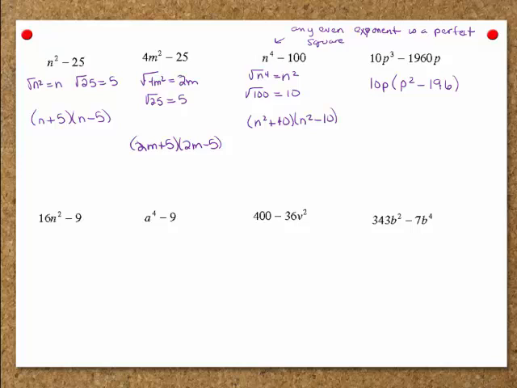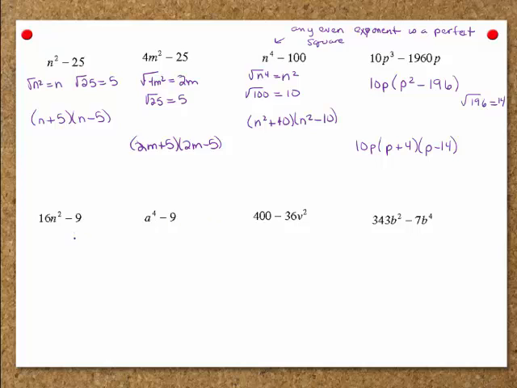Now you may need to double check 196 and see if that's a perfect square or not, and it is. The square root of 196 is 14. So I have the square root of p squared is p, the square root of 196 is 14. So this will factor to 10p times (p + 14) times (p − 14).